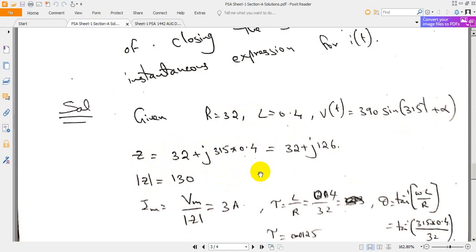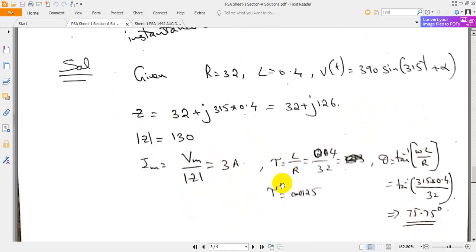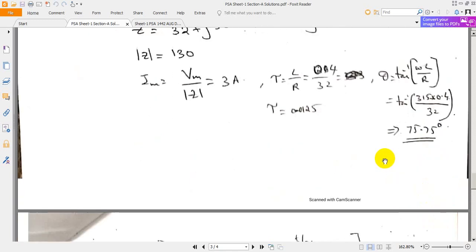Magnitude of Z is equal to square root of 32 square plus 126 square. You will get 130. Maximum current Im is equal to Vm by magnitude of Z, which is equal to 3. How did we get it? 390 divided by 130 you will get 3. Time constant tau for the RL circuit is L by R, 0.4 divided by 32, you will get 0.0125. Theta is equal to tan inverse of XL by R. XL is nothing but omega L, 315 into 0.4 divided by R, 32, you will get 75.75 degrees.